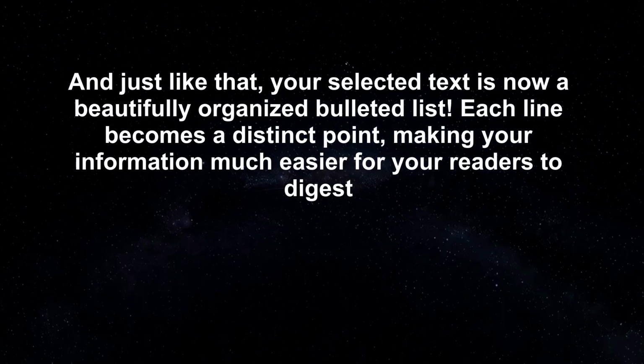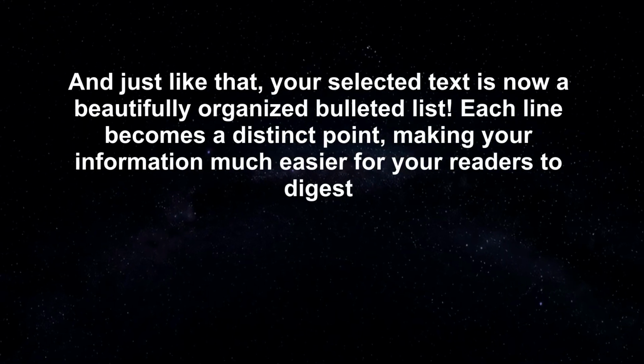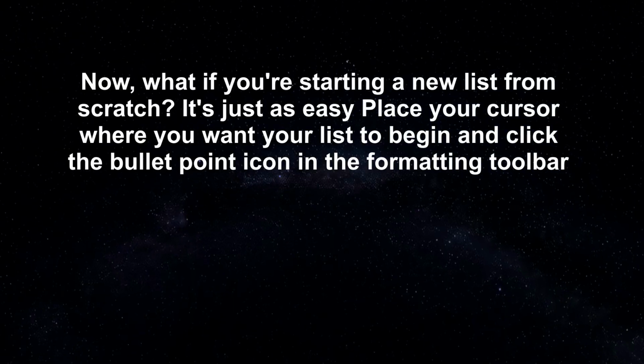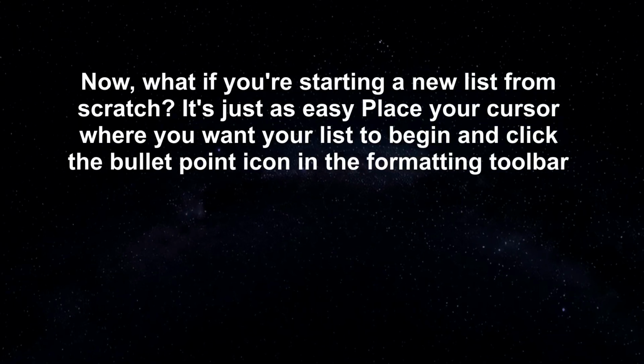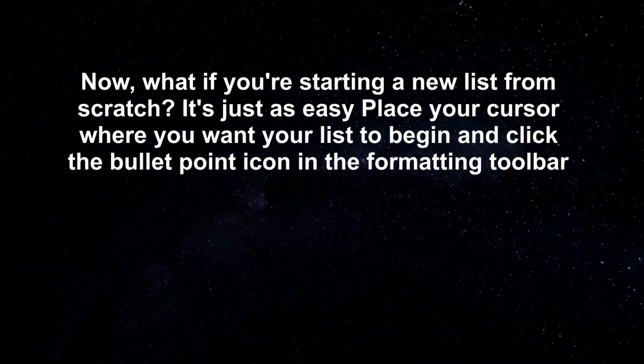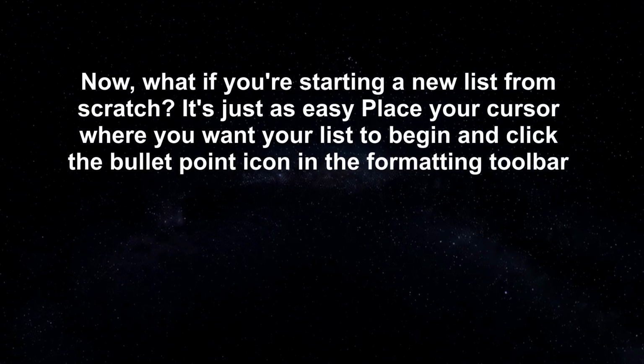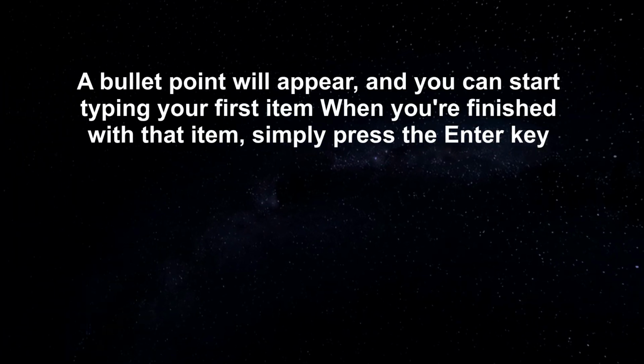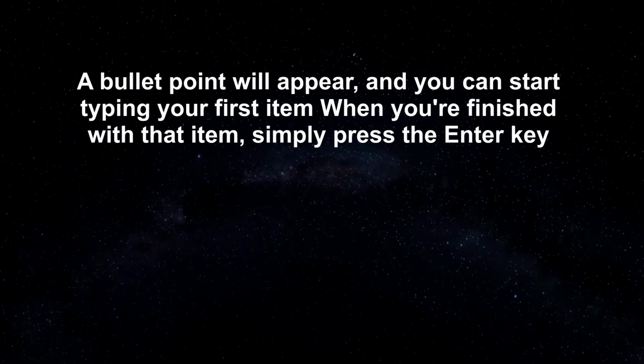Each line becomes a distinct point, making your information much easier for your readers to digest. Now, what if you're starting a new list from scratch? It's just as easy. Place your cursor where you want your list to begin and click the bullet point icon in the formatting toolbar. A bullet point will appear, and you can start typing your first item.